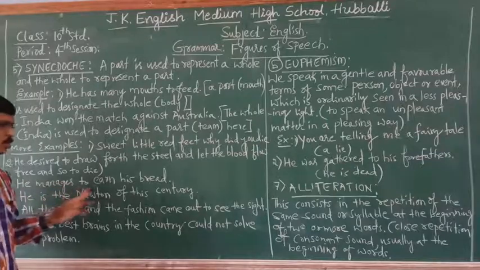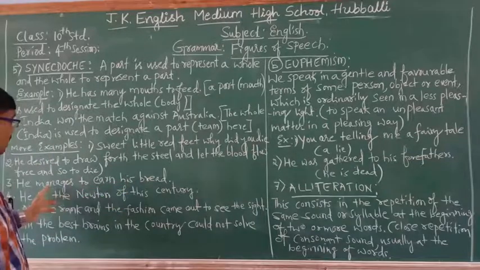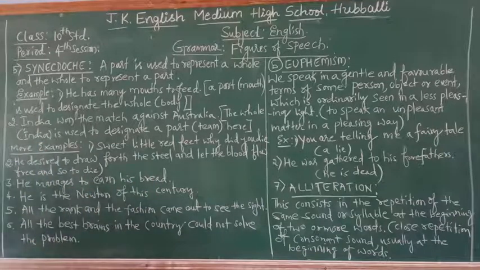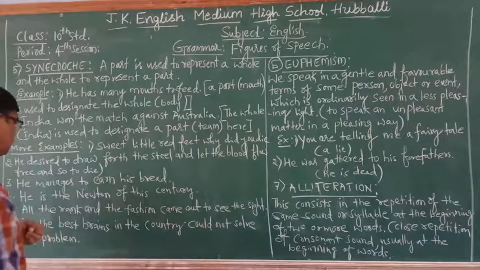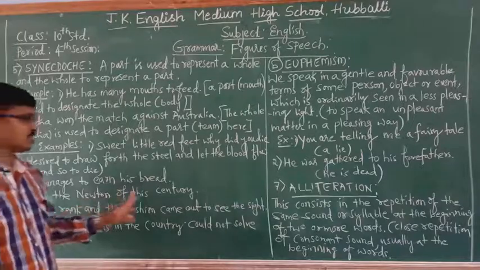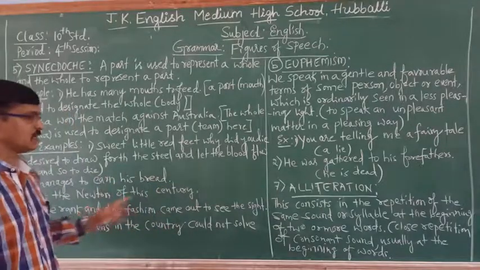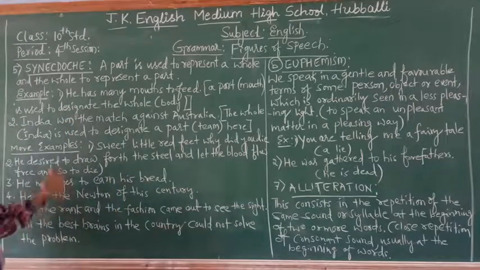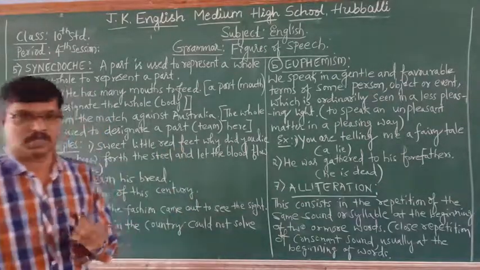Next example: He manages to earn his bread. Here bread is food, the part, and earning a living is the whole. Next, the fourth example: He is the Newton of this country. A part here is the scientist's name, Newton, and the whole represents the century.